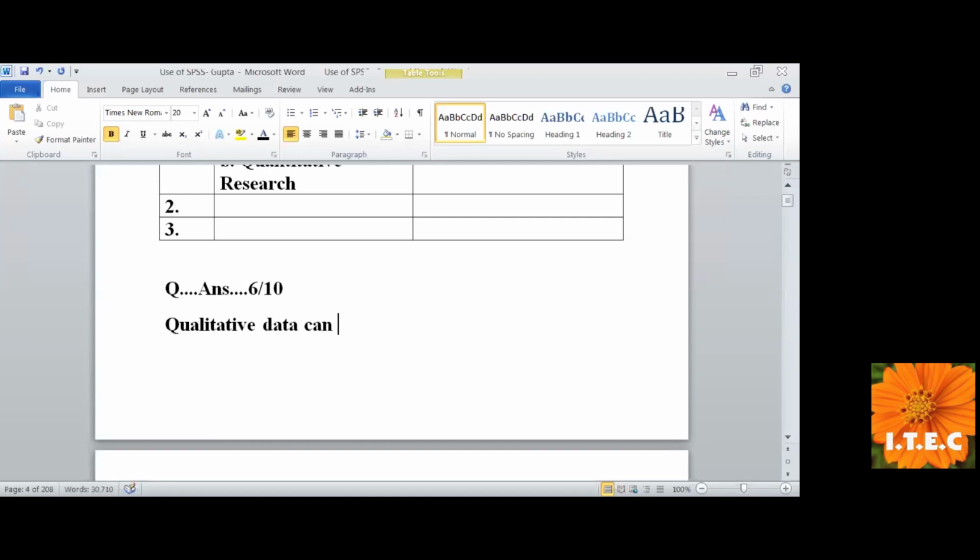I repeat, qualitative data can be converted into quantitative, but from quantitative you cannot get the original qualitative.